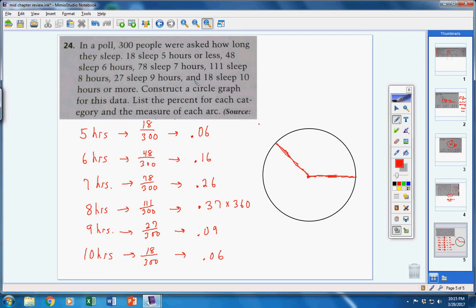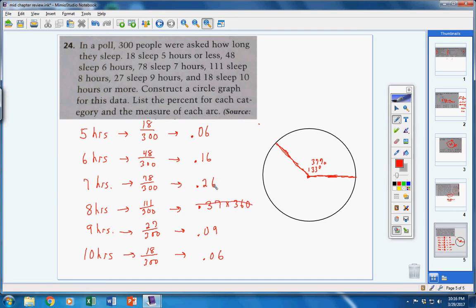Okay, so they asked us to include the measurements and the percentages, so I'm going to put 133 degrees. Alright, and I'm also going to put what percentage that is. 0.37 is 37%. Got it? Okay. Next, check this off. I'm done with this one here, so we'll just cross that off.